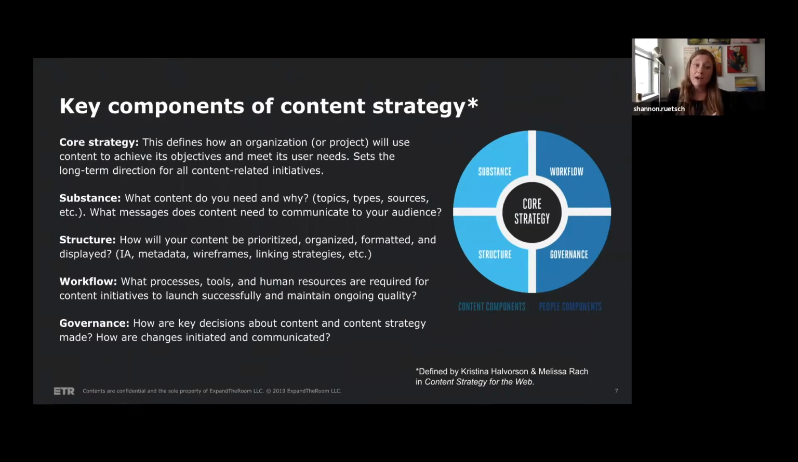Structure is thinking about how your content needs to be prioritized, organized, formatted, and displayed. So this is the information architecture, sitemaps, metadata, wireframes, linking strategies, stuff like that about how content is structured. Then moving over to the people component side of the circle, workflow is figuring out what processes, tools, and human resources are going to be needed for content to launch successfully and be maintained, and maintain that quality. Governance is how key decisions about content and content strategy are made, and how those changes are initiated and communicated. So it's a lot about ownership and policies.